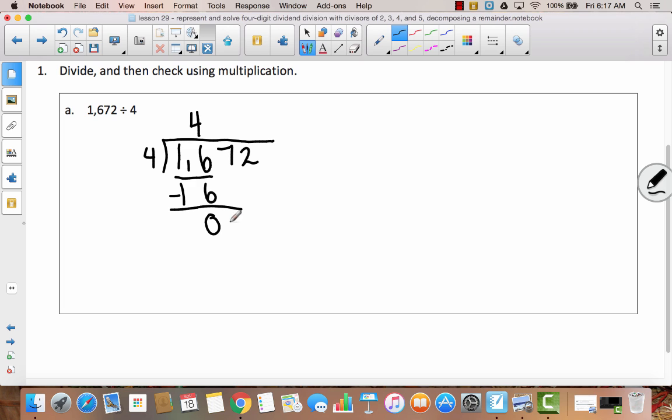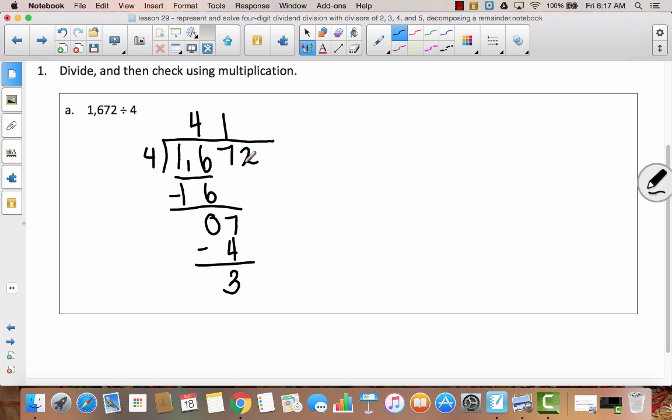So now I'm going to bring down my tens, and I'm going to start over by dividing my tens. 7 tens divided by 4. Well, that would be 1. 1 times 4 is 4. 7 minus 4 is 3. So I would have 3 tens left over.